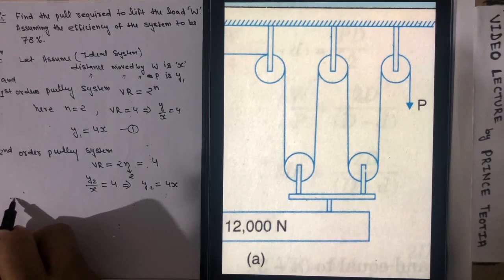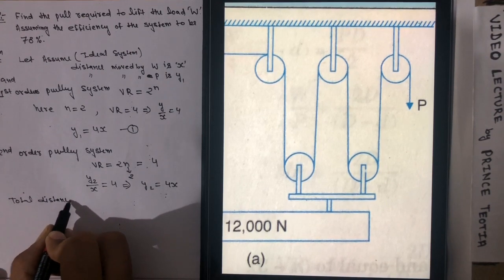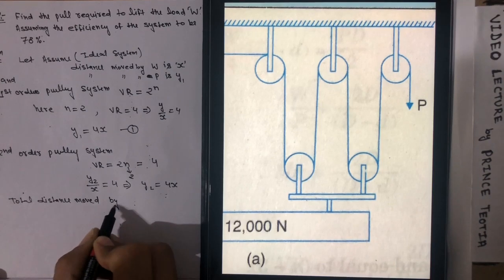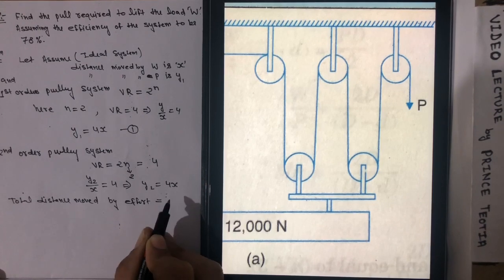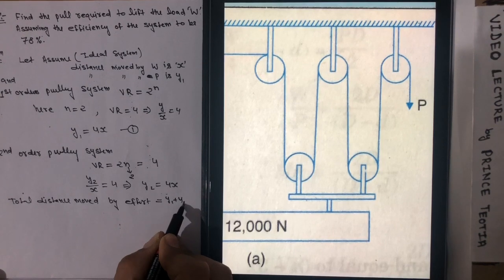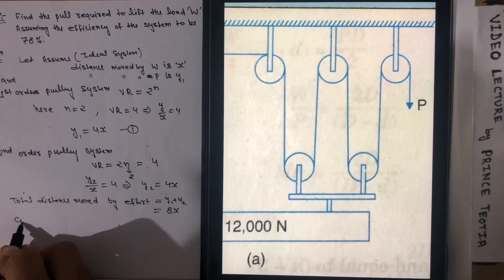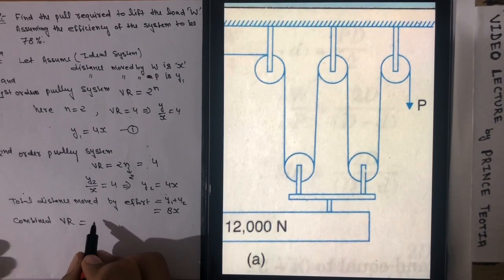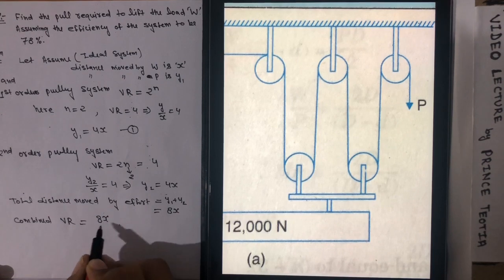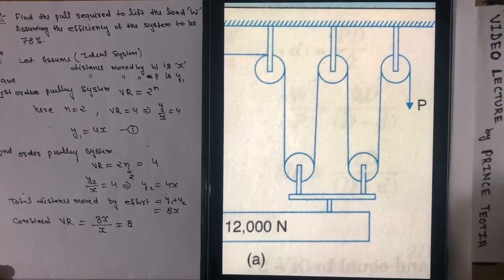So we can say the total distance moved by effort equals y1 plus y2, that is 8x. So the combined velocity ratio will be the total distance moved by effort divided by the distance moved by load. So this is 8. This is the combined velocity ratio, that is 8.